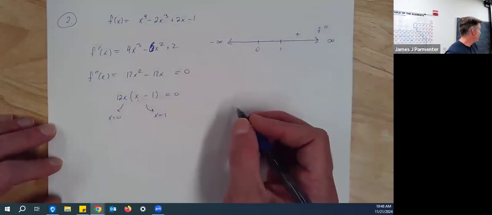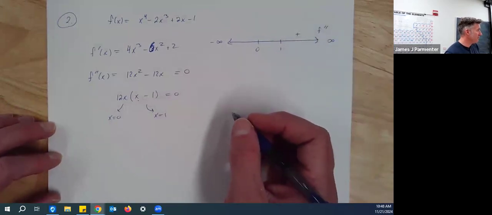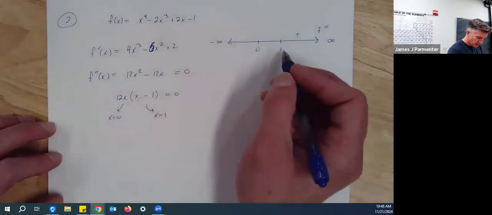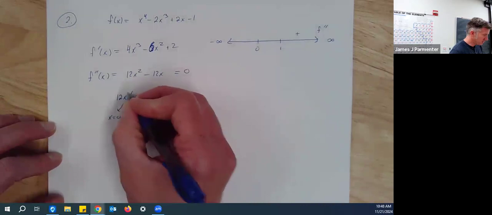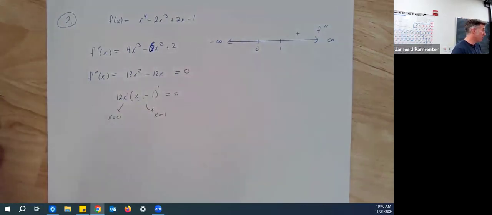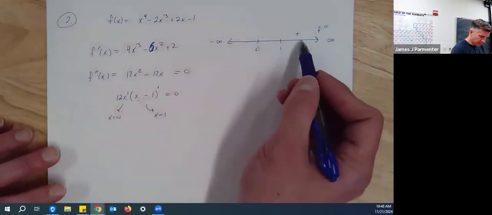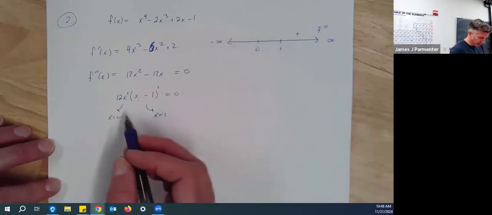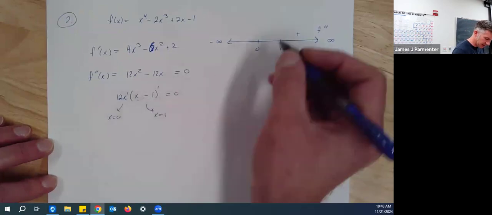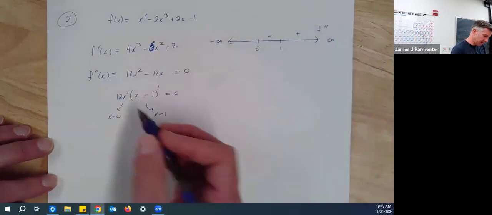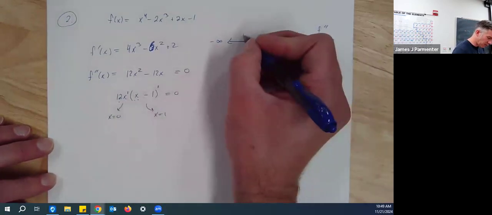And then you could either keep picking values, or you could use the fact that each of these critical points comes from factors that are raised to odd powers, which means the sign is going to change every time. So it should be plus, minus, plus. You could also pick 1/2: 12 times 1/2 is positive, 1/2 minus 1 is negative, and positive times negative is negative. And you can pick -2 and get a negative here and a negative here, so it's positive overall.